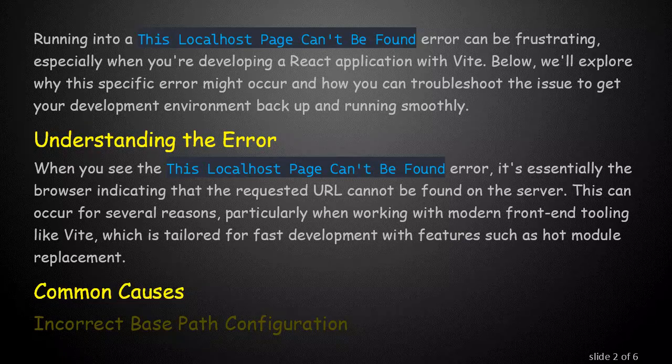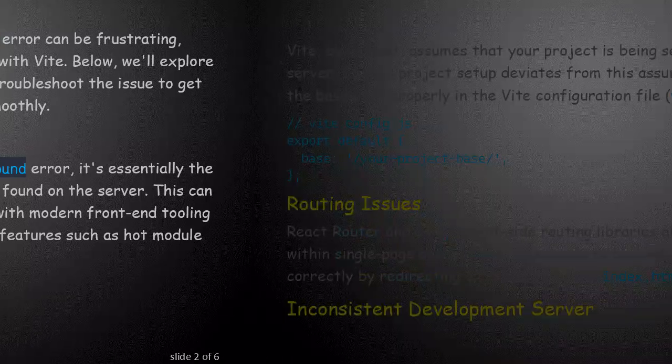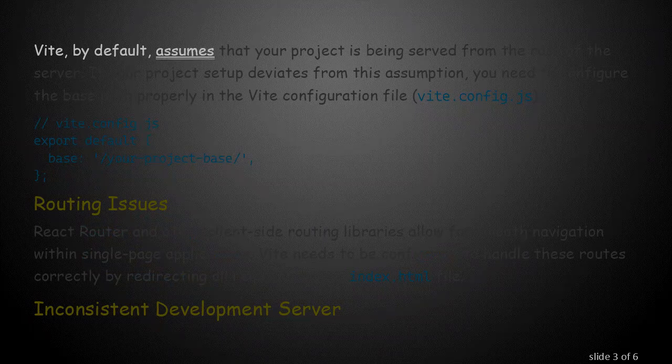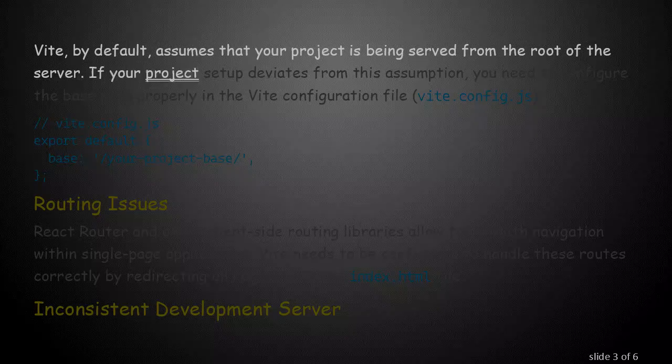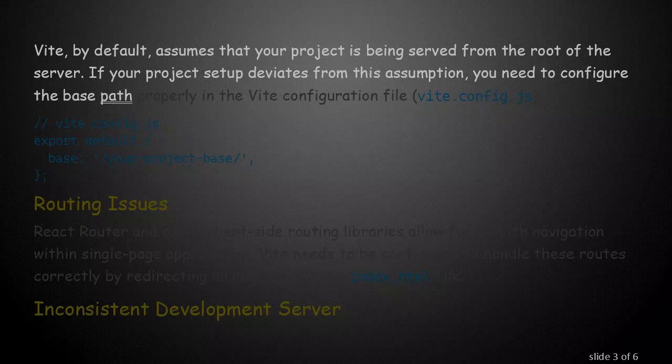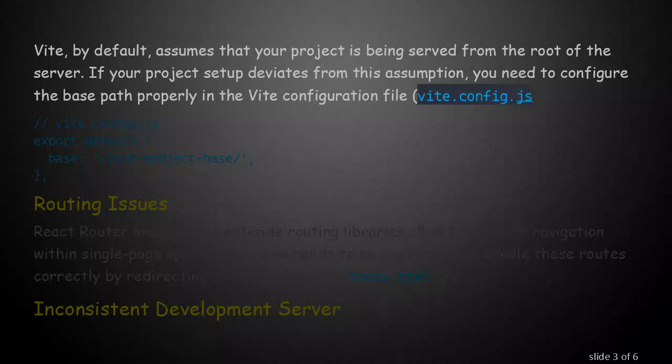Common causes. Incorrect base path configuration. Vite, by default, assumes that your project is being served from the root of the server. If your project setup deviates from this assumption, you need to configure the base path properly in the Vite configuration file, vite.config.js.